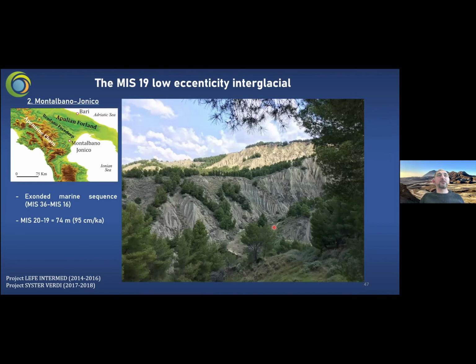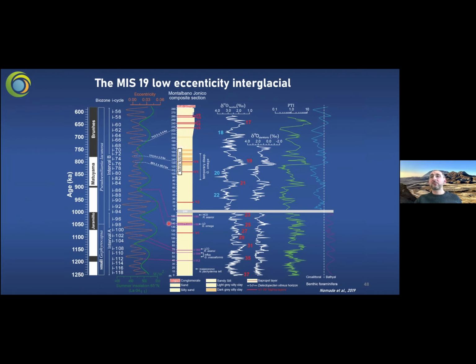The other record is an expanded marine section with high sedimentation rates, about 95 centimeters per kiloyear. This is the example, the section itself. It is a marine sequence. You can see this white layer here. It's a tephra layer. You see another one here. This record has been studied for 20 years, and in 2019 I published a paper focused on that particular section, which includes two tephra layers and spans MIS 20 to MIS 19 down to MIS 18.